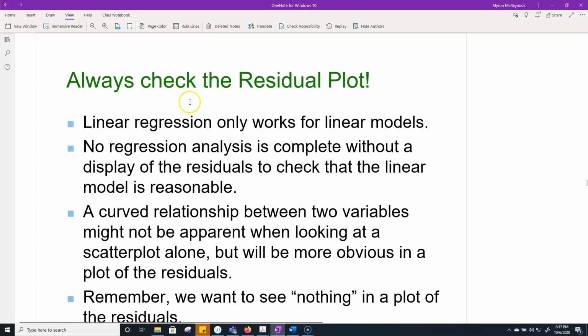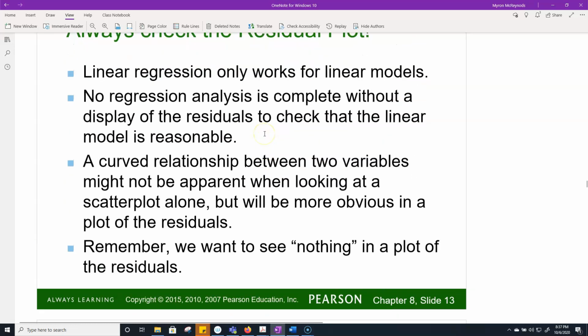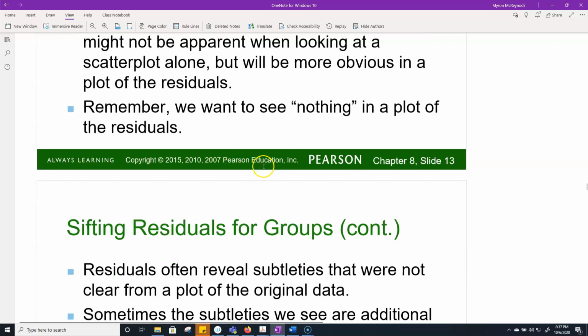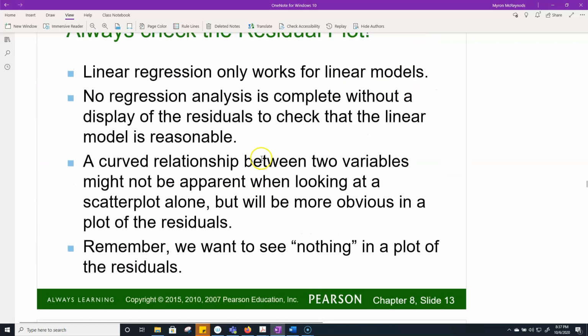Because no regression analysis is complete without a display of the residuals to check and make sure the linear model is reasonable. If there's a curved relationship, it might not be apparent just by looking at it, but the residual will tell you if it's a curved relationship because the residual will have some sort of shape to it. So you want to remember, you want to see nothing in a residual. You want it to look kind of random. If you see some sort of pattern, that's telling you that something's wrong with your regression line, it's probably not linear.